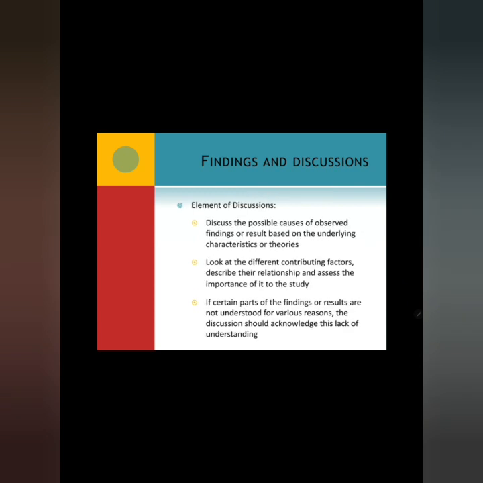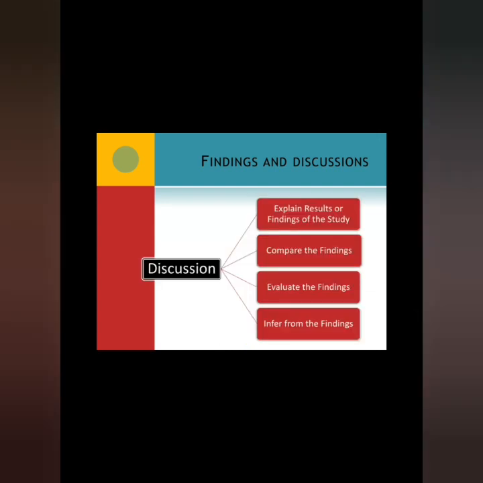Right, so the elements here, what you will have to write. Basically, the causes, the characteristics, the factors, relationship, the importance. And then how it will contribute to your understanding of the study, depending on the objectives of the study. So in the discussion, you will basically talk in many ways.